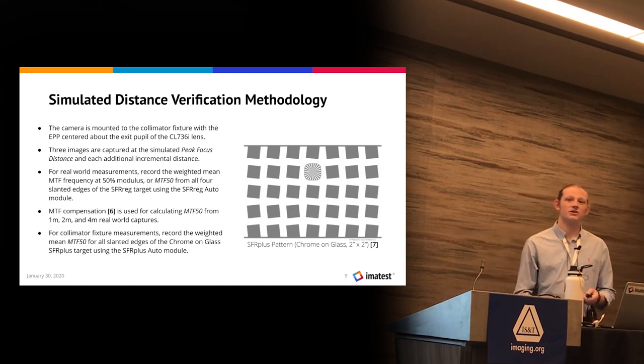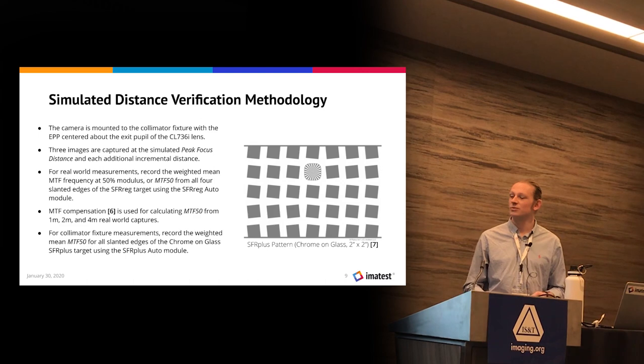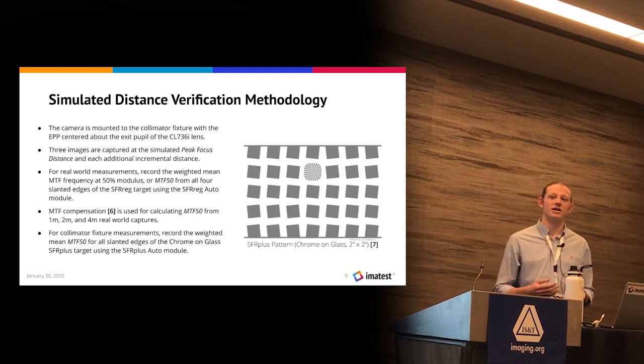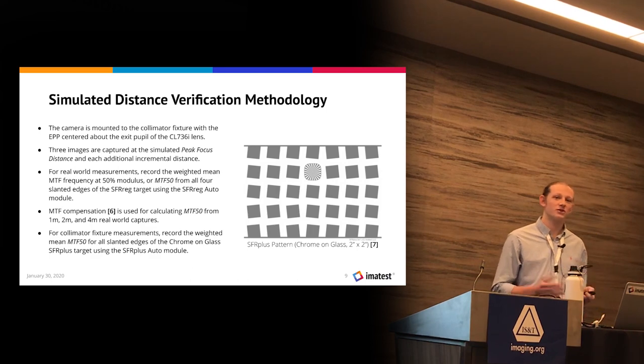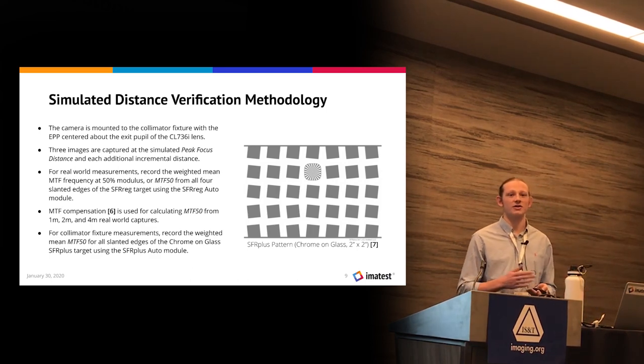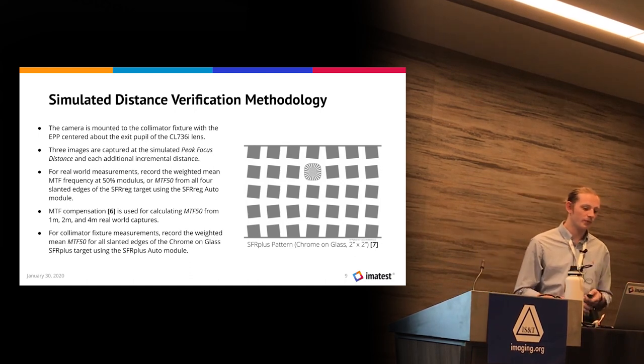For 1 meter, 2 meters, and 4 meters, we actually use MTF compensation because the quality of the inkjet target is not quite high enough resolution for these close distances with such a high resolution camera. Luckily, we can correct for that using MTF compensation.